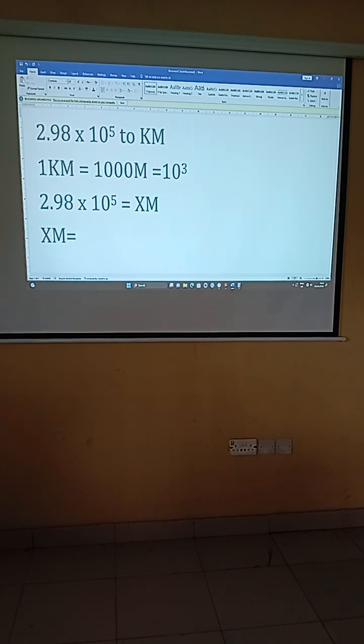Then we now have 2.98 multiplied by 10 to the power 3. I'll just copy that and drop it there. So, multiply by 10 to the power 3. So, from the laws of indices, since we have 10 to the power 5 here and we have 10 to the power 3 here, it's simply 10 to the power 5 minus 3. So, that's what we're going to have. Therefore, we use law of indices to sort this out.